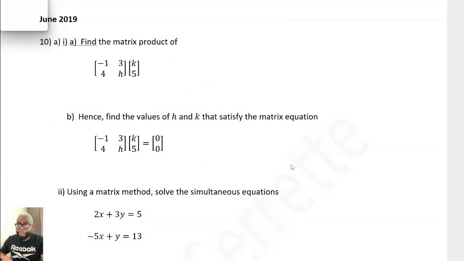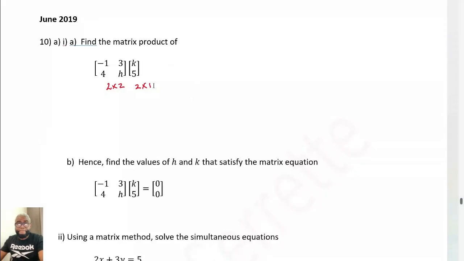I'll have to do this one for you because you all won't be able to do this, right? So 10A part 1A: find the matrix product of this. This is a 2 by 2 matrix. And what is this small one here? You could tell me. 2 by 1. Excellent. So matrix multiplication is compatible, because the number of columns in the first matrix is equal to the number of rows in the second. Everybody good there? So matrix multiplication is compatible.